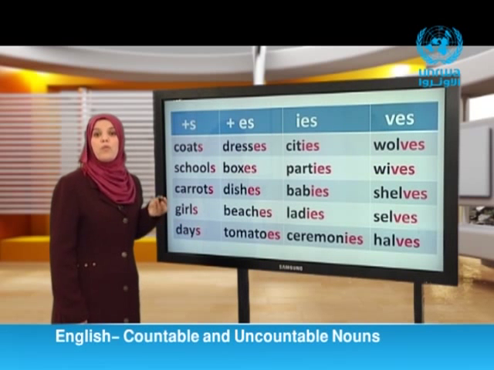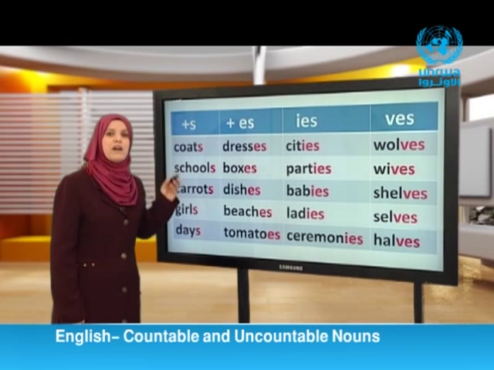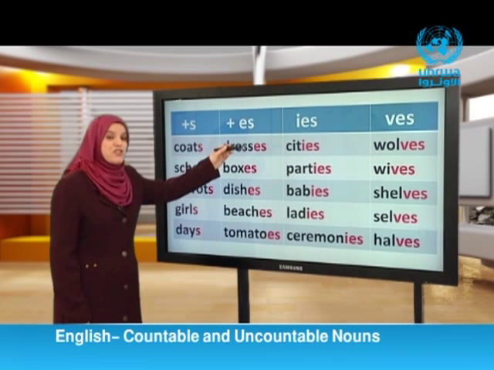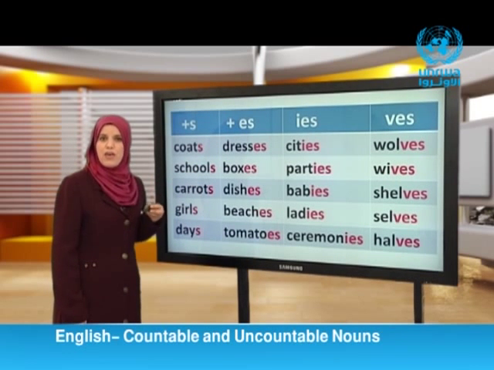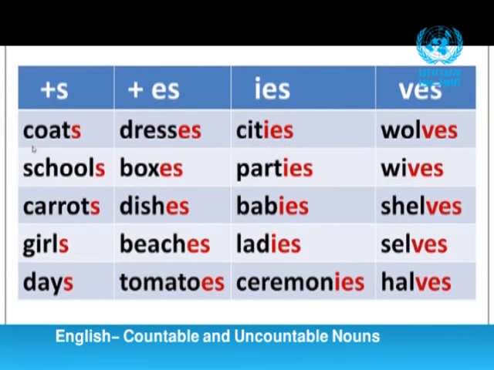Words that end with y preceded by a consonant usually form their plural by changing the y into i, then we add es. So, a city, cities, a party, parties, babies, ladies, ceremonies.